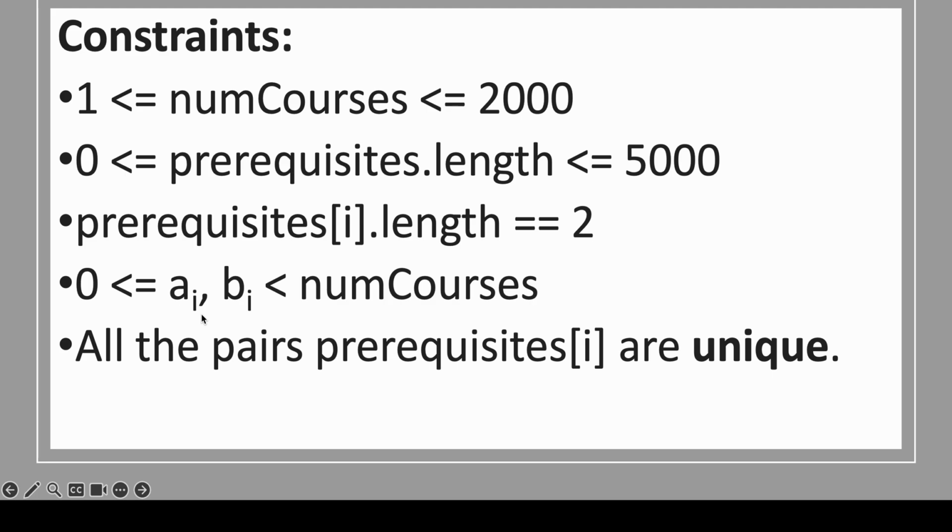Now the constraints. The number of courses ranges from 1 to 2,000, so our solution must handle large input sizes efficiently. There can be up to 5,000 prerequisite pairs, meaning the graph could have a large number of edges, requiring an optimized approach. Each prerequisite pair consists of exactly two elements, ai and bi, where ai depends on bi. The courses are labeled between 0 and numCourses minus 1, ensuring all indexes remain within a valid range. All the prerequisite pairs are unique, so no duplicate dependency exists, simplifying our graph construction without needing extra checks for repeated edges.